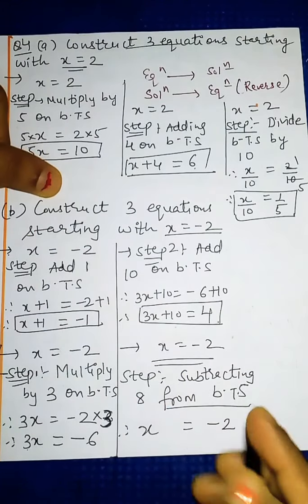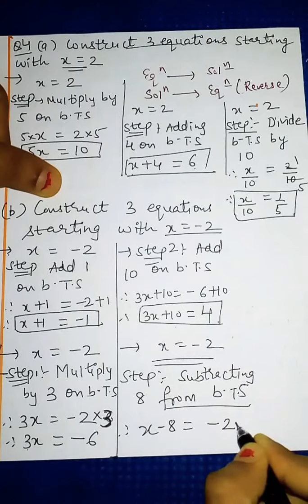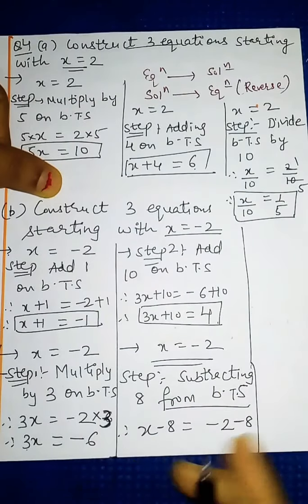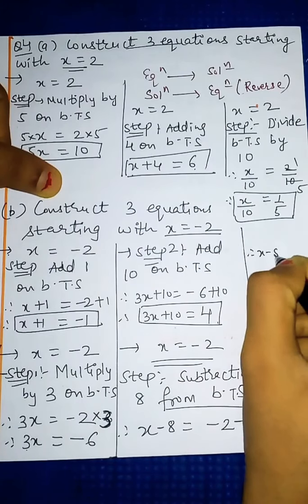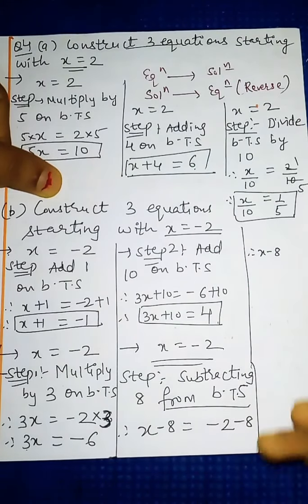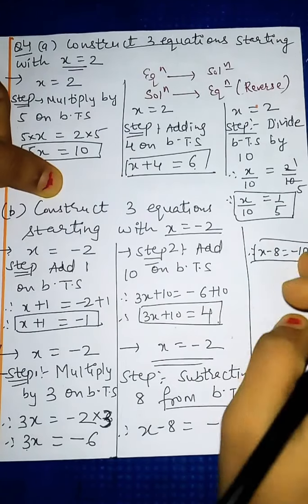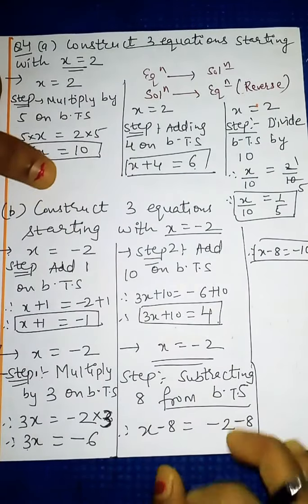Now I am subtracting 8. So here also I will write -8, here also I will write -8. So here no change, x minus 8 as it is, and this side -2 and -8 will be -10. So this is my third equation. I have done subtracting 8 from both the sides.